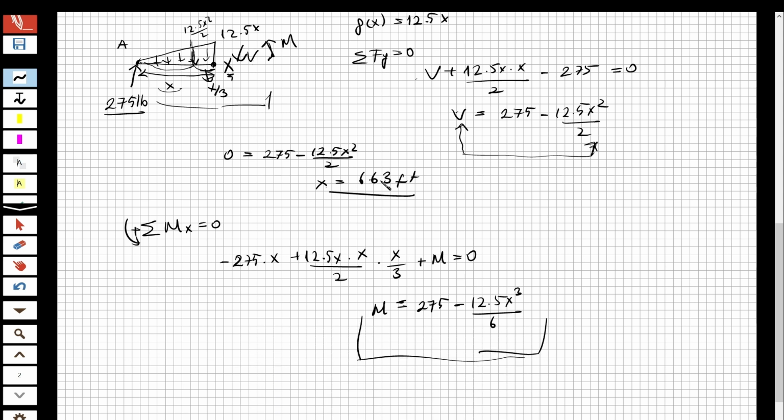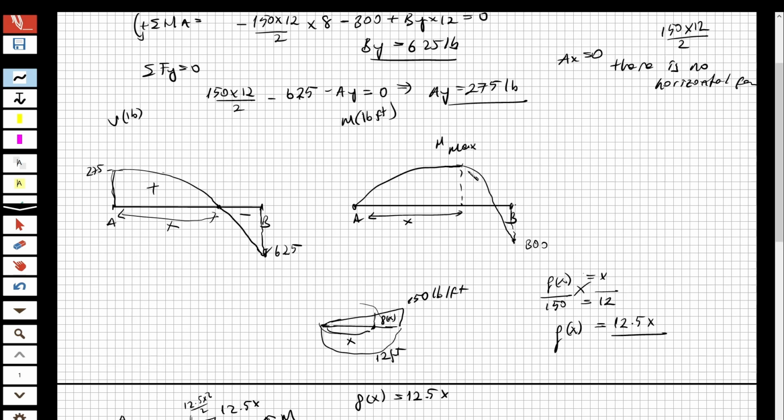So now let's put the x value into the equation and obtain the moment equal to 1216 pound-feet. This is going to be the maximum. This is going to be the maximum point of this moment.